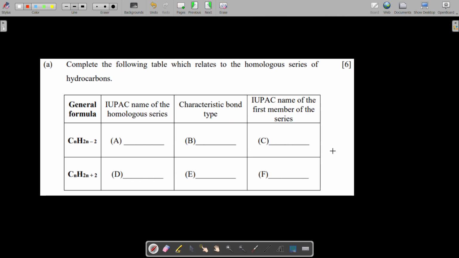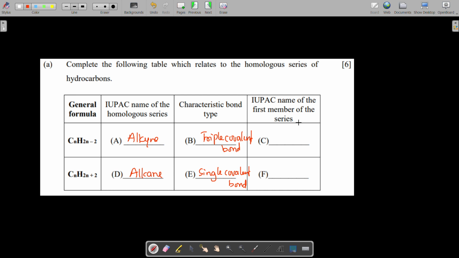See, organic chemistry, nice. This kind of question, if it comes, is very easy. IUPAC name of the homologous series CnH2n minus 2 is what? Alkyne. CnH2n plus 2 is alkane. CnH2n is alkene. Characteristic type of bond: carbon-carbon triple bond, triple covalent bond. Here, single covalent bond.